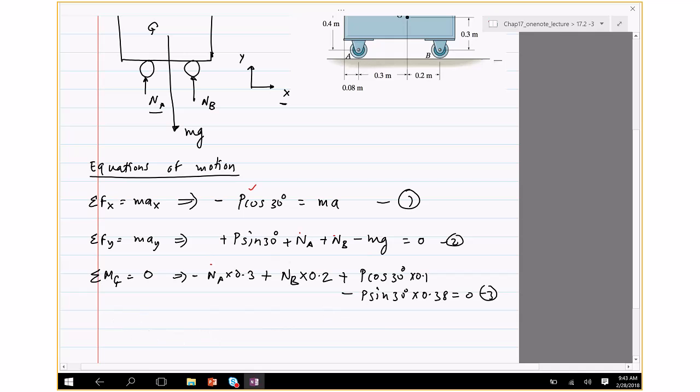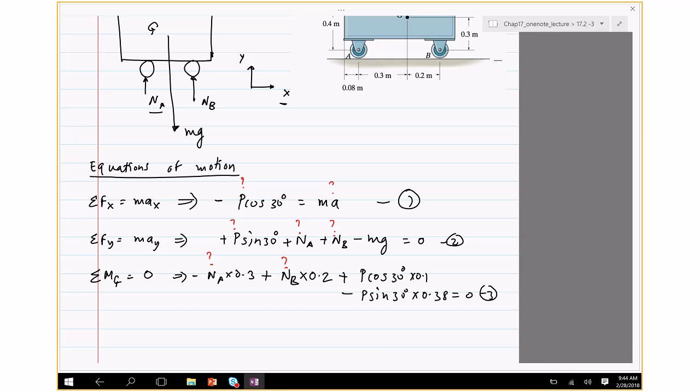Okay, so if you proceed like you proceeded previously, you get these three equations. Now what's going on here is that A is an unknown, P is an unknown, NA is an unknown, and NB is an unknown. So we have in this case four unknowns but three equations. We're not given P either. But we're told that we've got to find the largest P which will cause one of those two forces to go to zero. So we'll look at two cases.